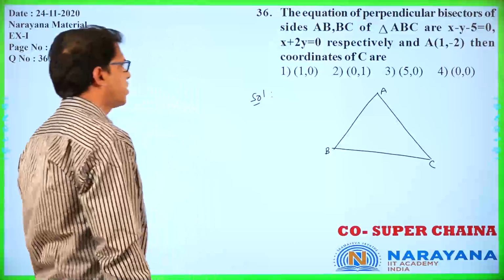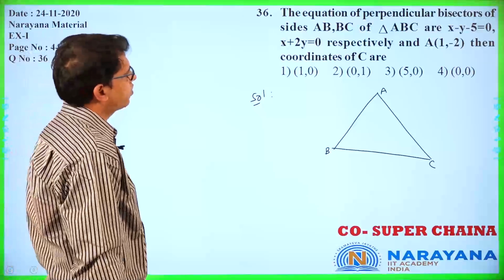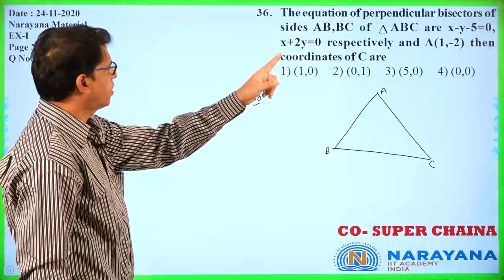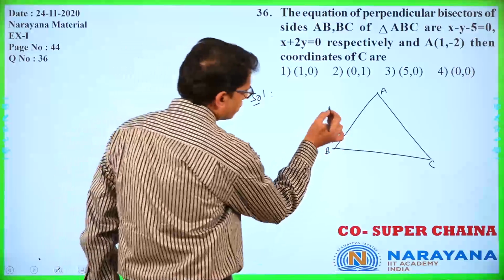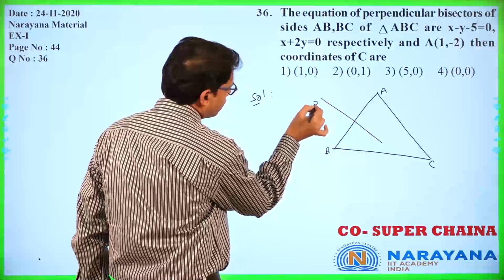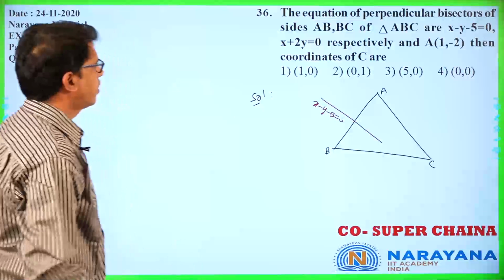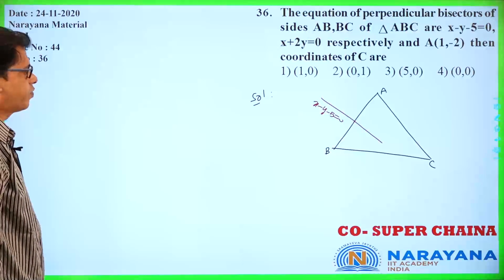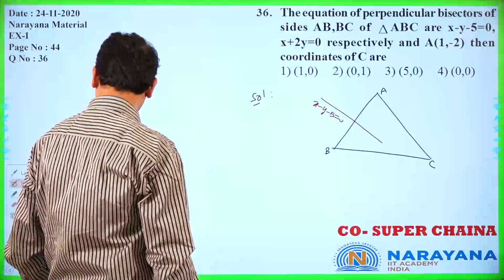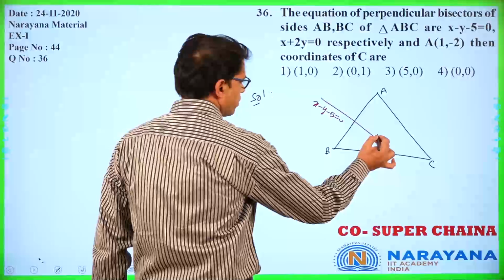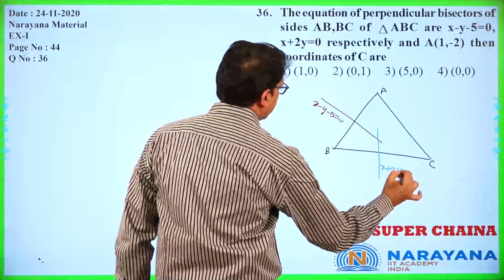The perpendicular bisector of AB is given as x minus y minus 5 equals 0. Next, the perpendicular bisector of BC is given. This line is x plus 2y equals 0.